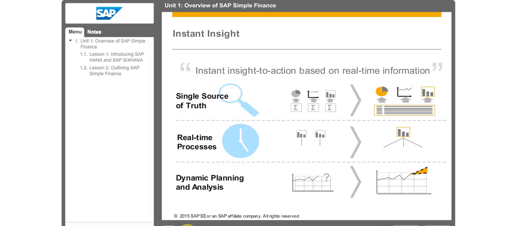With a single source of truth, you eliminate the need for reconciliation. You can trust your data the minute you get it. Real-time processes. No need to wait for month end. And no waiting for batches to run to get the data you need today. Dynamic planning and analysis of the planned data to be able to make changes on the fly and project what these changes mean for your business in the future.